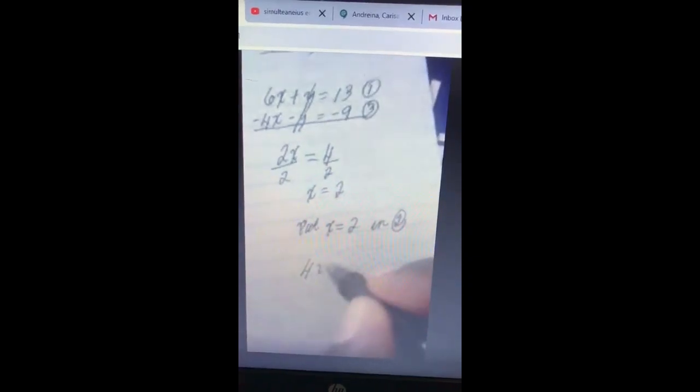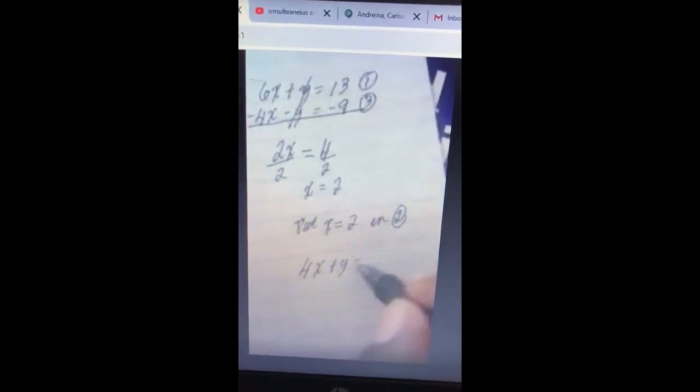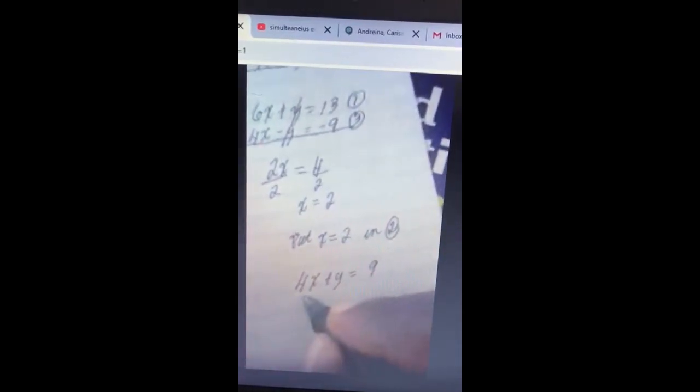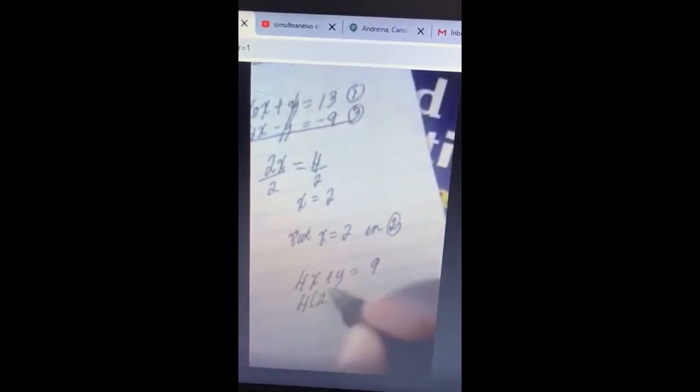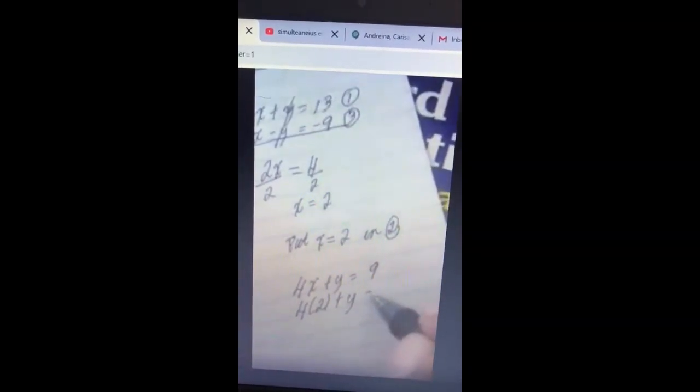Now this is in equation number 2. Oops. Equation number 2. So equation number 2 was 4x plus y equals 9. If x is equal to 2, so it's 4 times 2 plus y equals 9.